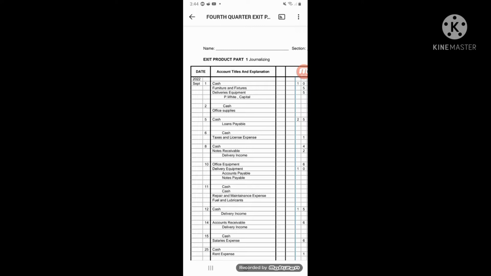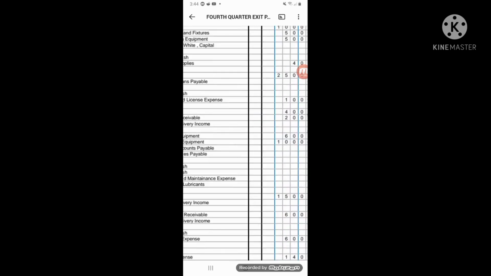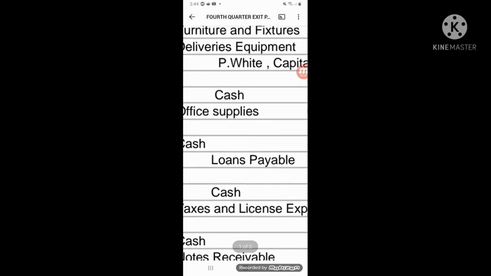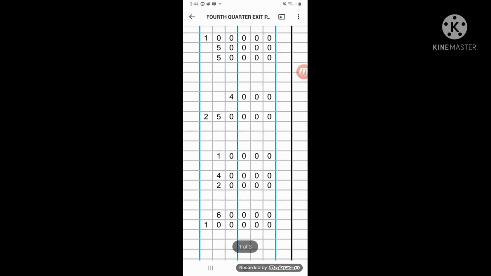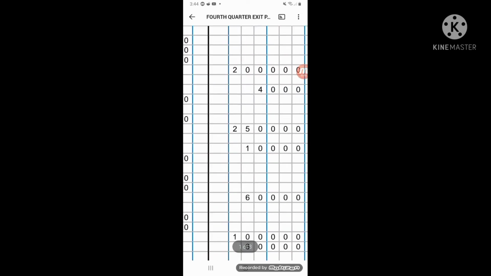Fourth, write the credit entry after all the debit entries are written. All the credit entries are indented slightly. Write the credit amount in the credit column on the same line as the credit account title. So here, same line there.